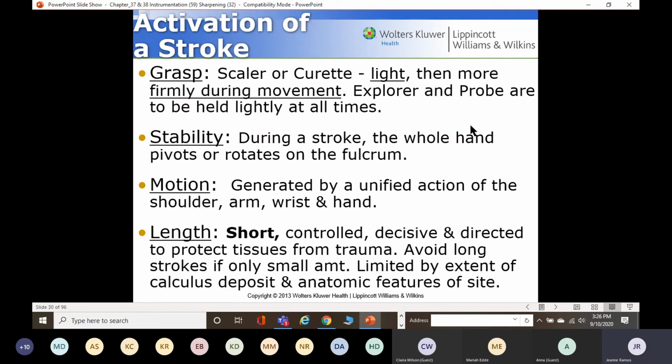So an activation stroke, scaler or curette, is light, then more firmly down during the movement. Explorer and the probe are to be held lightly at all times. During a stroke, the whole hand pivots and rotates on the fulcrum. It's generated by unified action of the shoulder, arm, and wrist. Short, controlled strokes: controlled, decisive, and directed to protect the tissue from trauma. Avoid long strokes if there's only a small amount, limited by the extent of the calculus and the anatomical features.